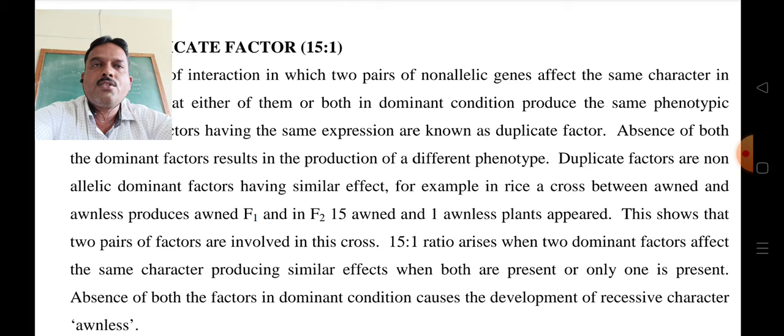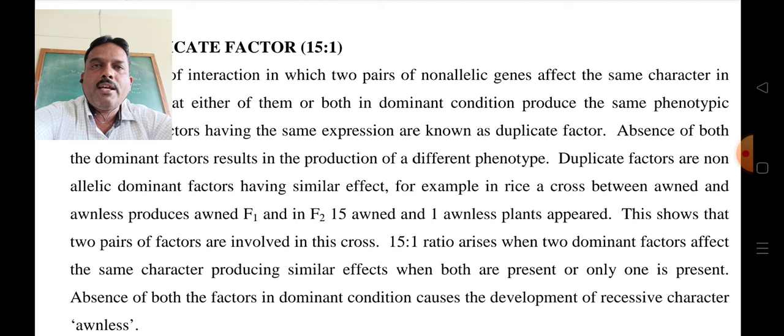Next one is the duplicate factor, which is nearly similar to the polymeric or additive gene interaction. The ratio will be 15:1. So here the 9:3:3:1 ratio is modified to 15:1. The condition is similar to additive gene interaction, but one major difference is there. Two pairs of non-allelic genes are involved, but either of them or both have the similar phenotypic effect. Singly, they have the same phenotypic effect, and when they are present together, it is also the same phenotypic effect.